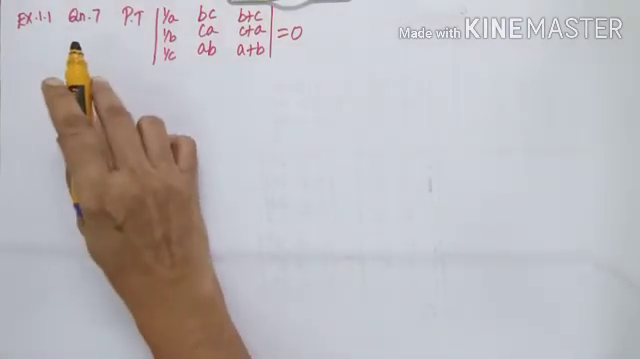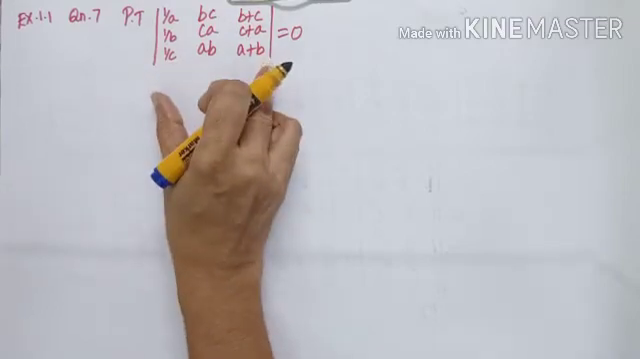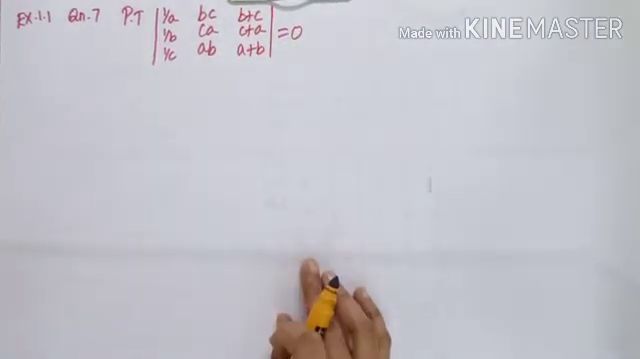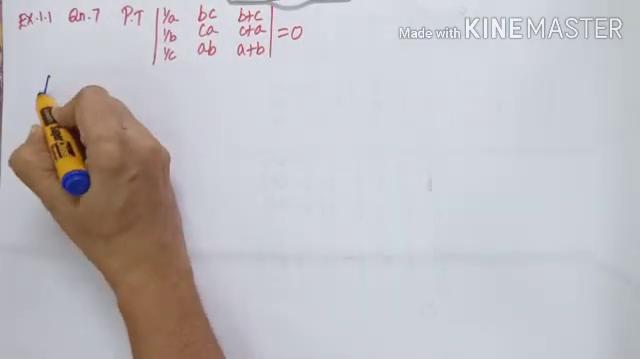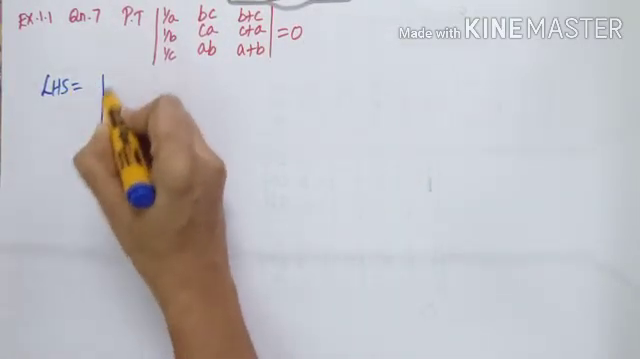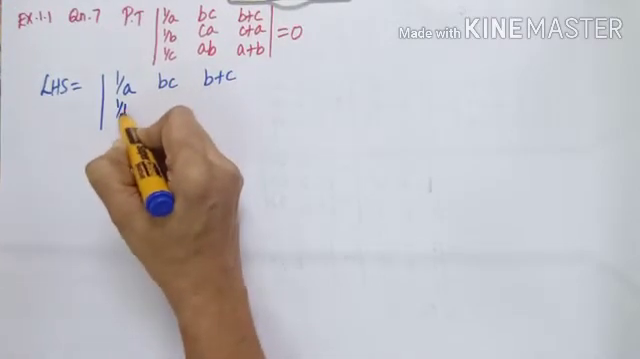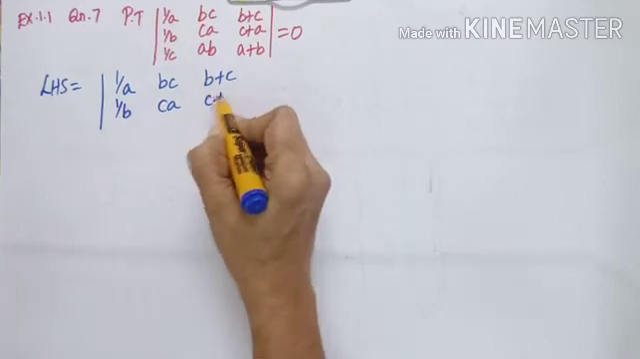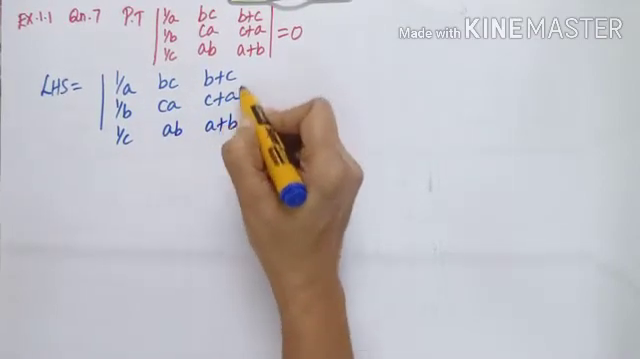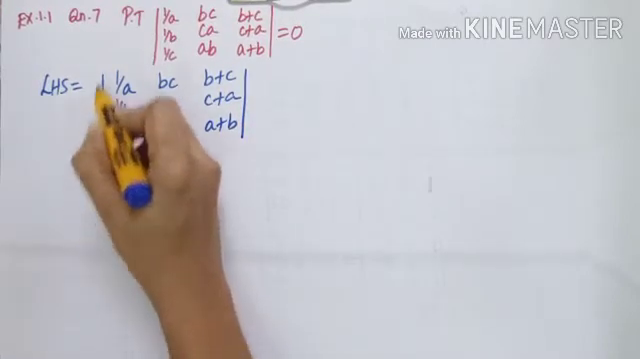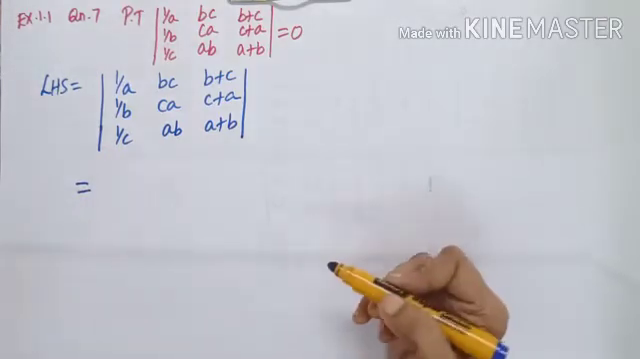Exercise 1.1, question number 7. Prove that we are given a determinant and we want to show it is 0. Take the LHS, we will try to achieve the RHS. LHS equal to 1 by A, BC, B plus C. 1 by B, CA, C plus A. 1 by C, AB, A plus B. Remember to put straight lines. These are notations for a determinant.